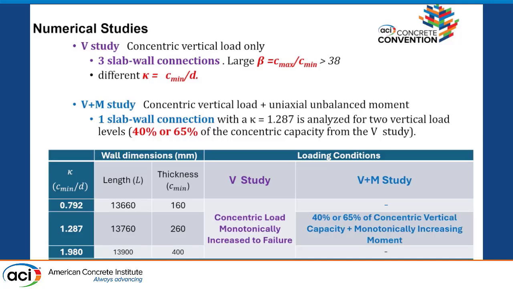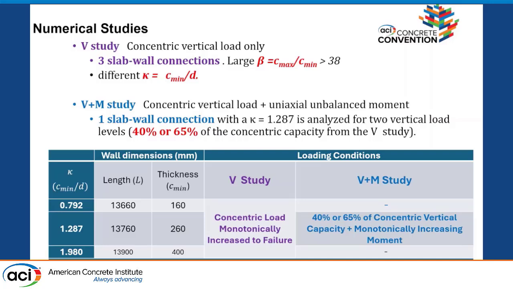In our numerical studies on slabs on walls, we had 2 types of study: a concentric load on the wall, on the connection, and concentric load plus unbalanced moment. The reality is that most of the tests, and also with finite elements, it's much easier to do the concentric punching only, but in most cases you always have an unbalanced moment, so you always have a combination of the 2.